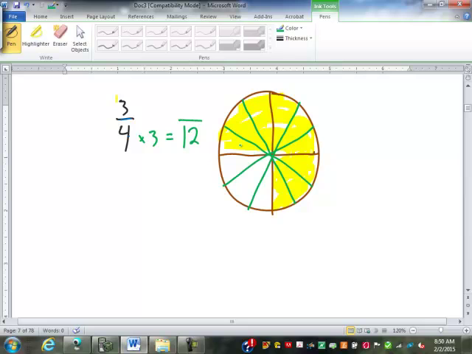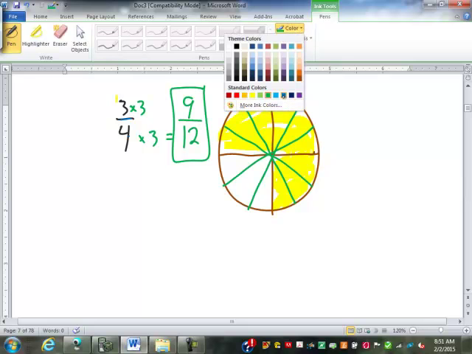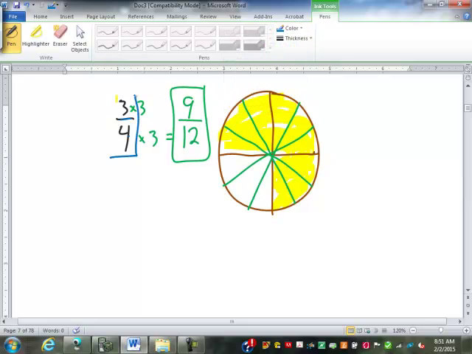4 times 3 is 12. I used to have 3 of those pieces. Now I have 9. Again, each of those 3 got cut into 3, so 3 times 3 is 9. So it's now 9/12 of a pizza. Do I have any more or less than I did before? No, it's the exact same amount. 3/4 and 9/12 are the same amount. They just look different.